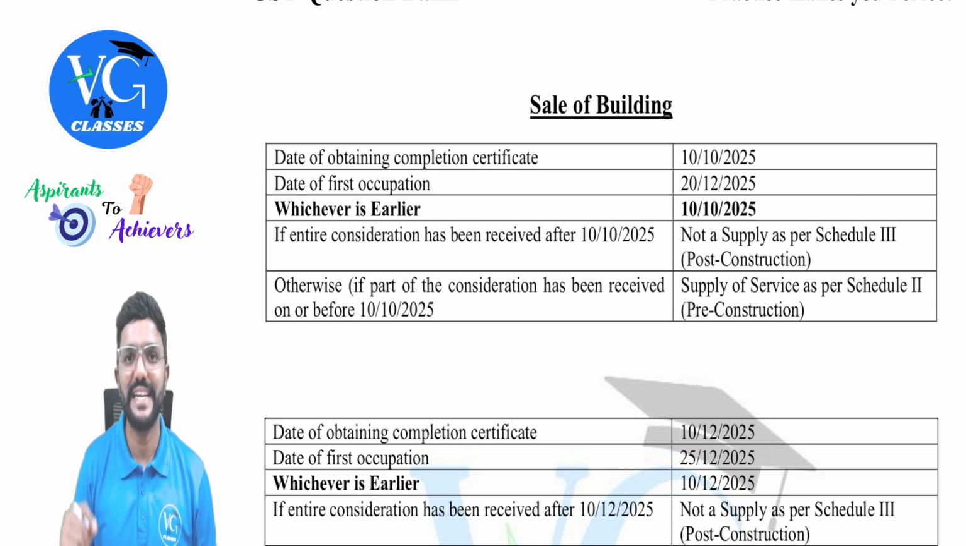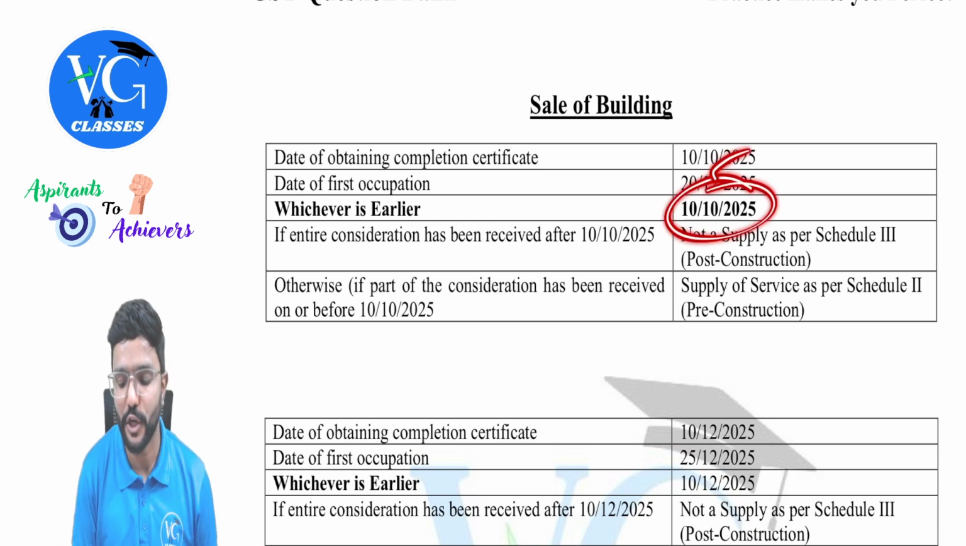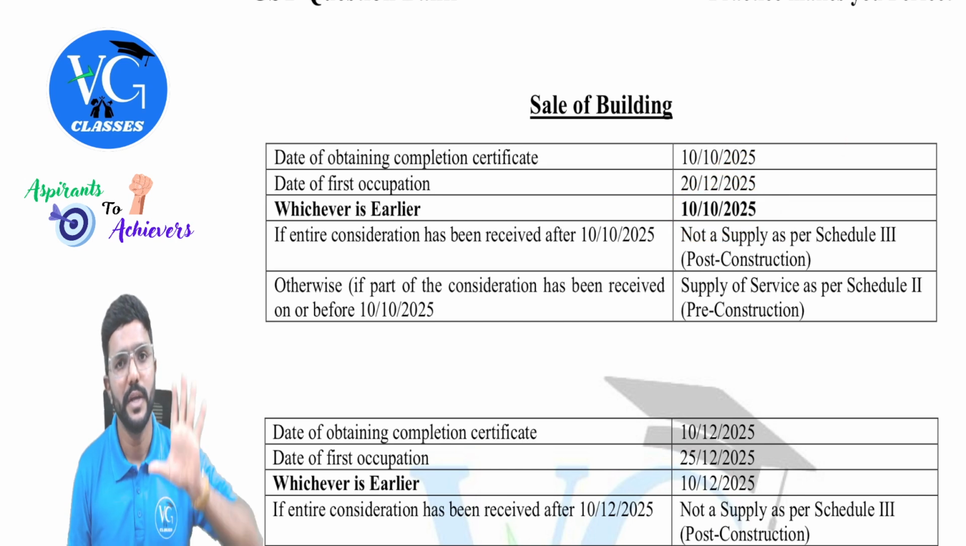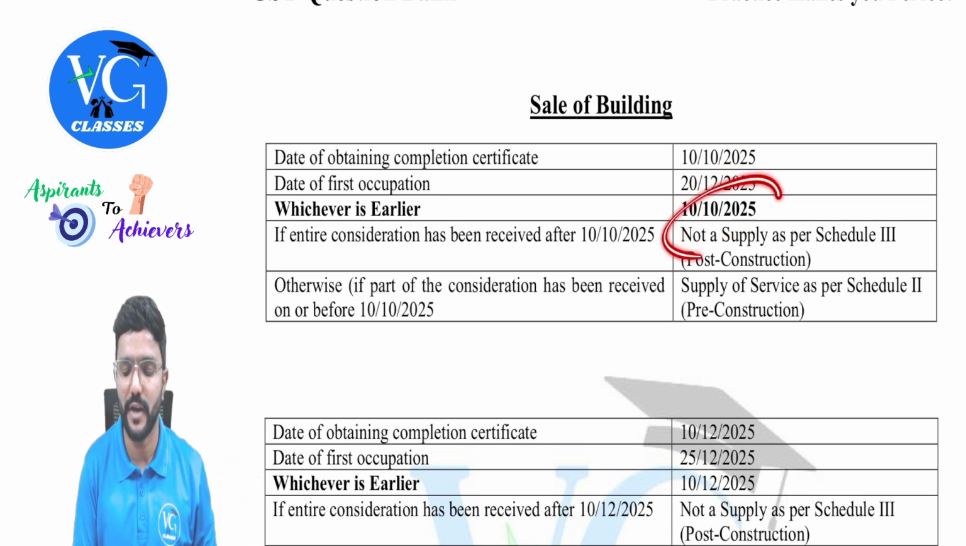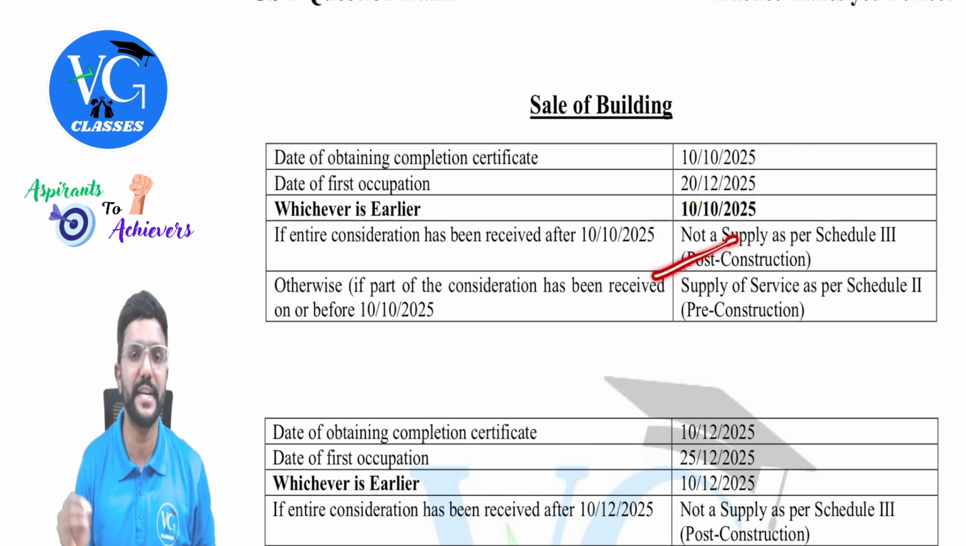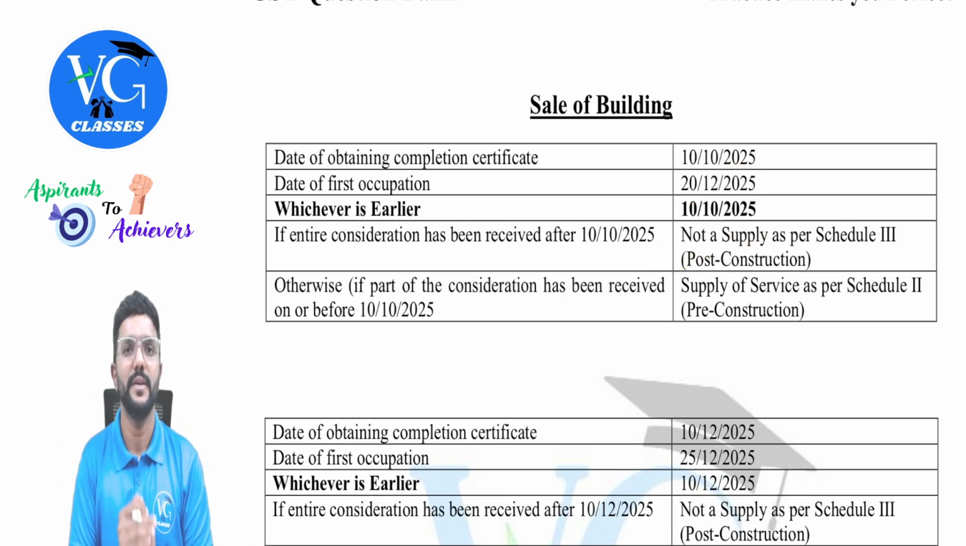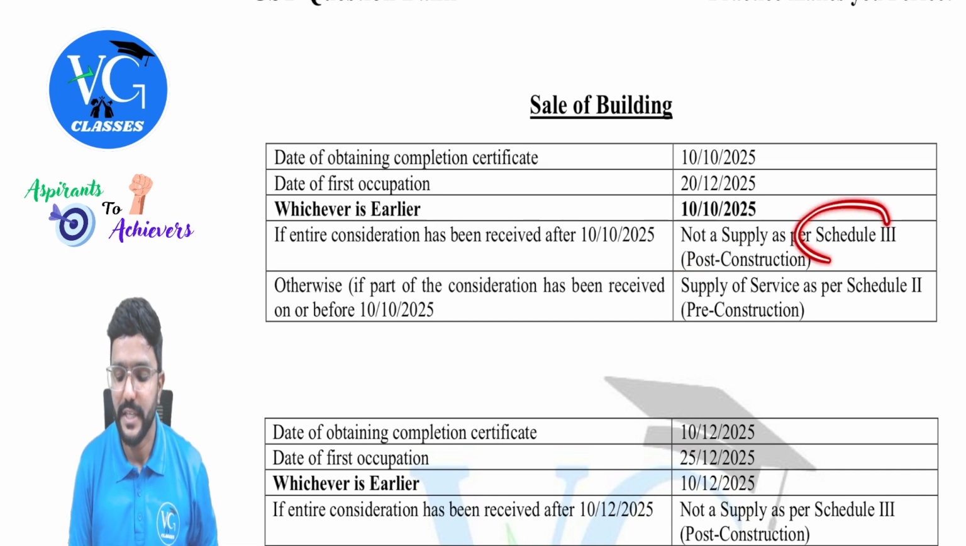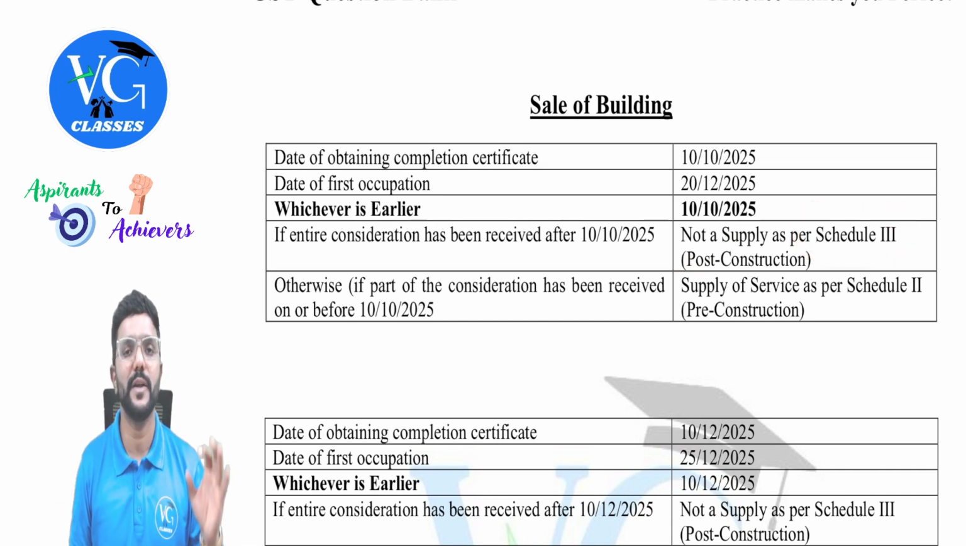Clear? So if the entire consideration is received after 10th October, assume the sale consideration is 1 crore. If the entire 1 crore is received after 10th October, we consider it as a sale of a post-constructed building. That is, once the construction is completed, the building is sold. So it is covered in Schedule 3, neither a supply of goods nor a supply of services.